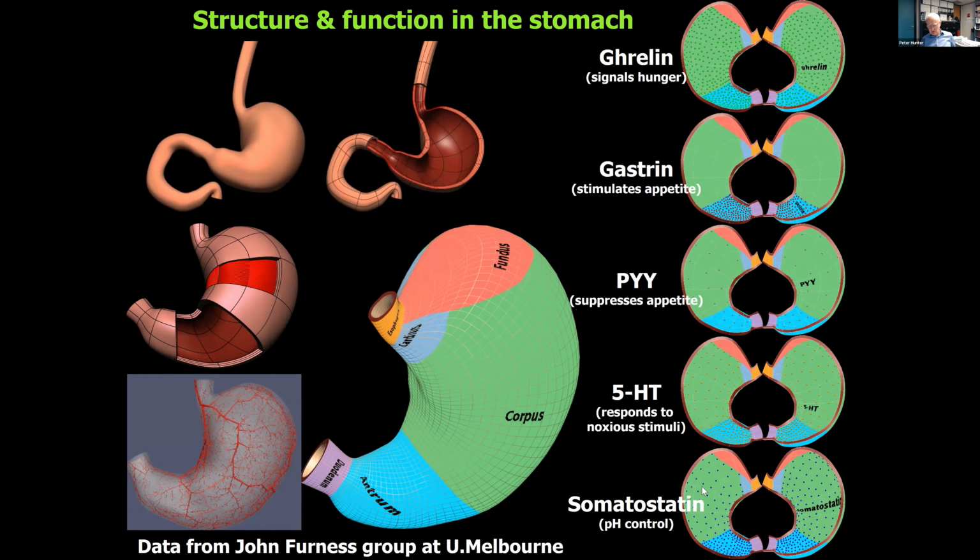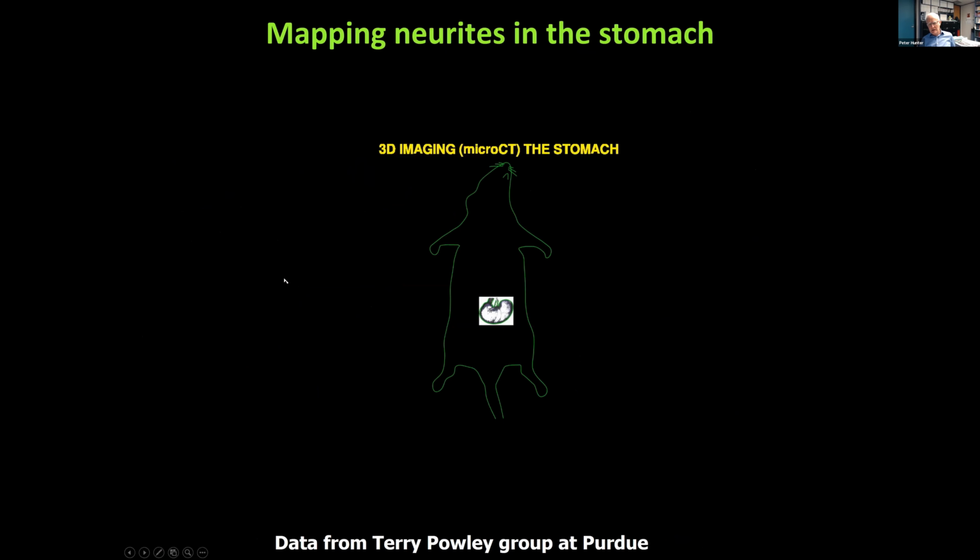This is data from the John Finesse group at Melbourne, and also the vasculature that we can then incorporate into these stomach models. And this is showing the changing fiber orientations as you move across the wall of the stomach. And then this one here is just as part of the SPARC project, showing some of the way that we deal with data from the Terry Powley group at Purdue who are imaging the stomach in the rat.